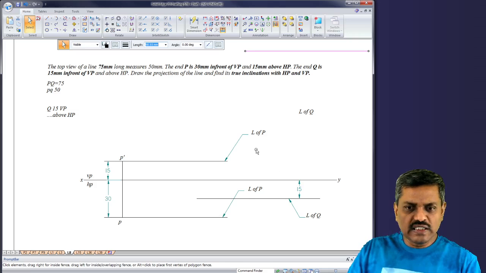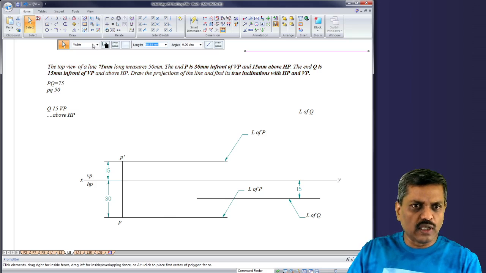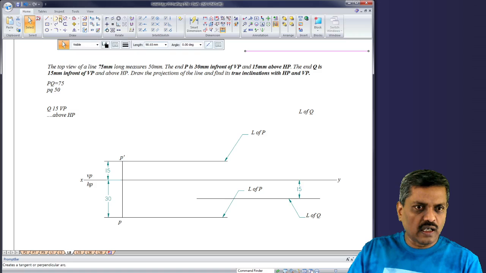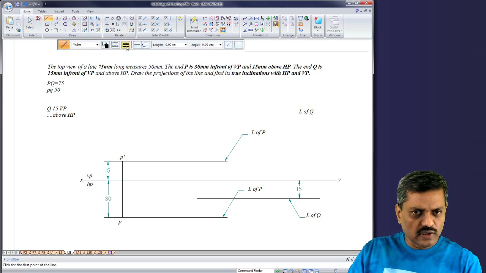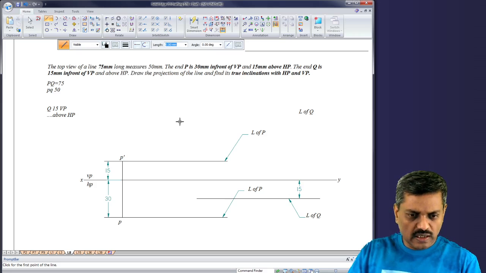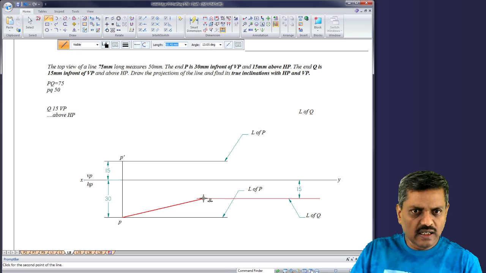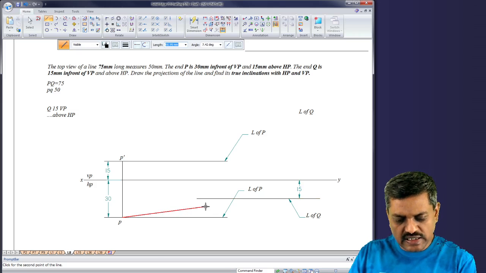So here, where are the loci of both endpoints available? It is in the top view. Do we have the top view length? Yes, it is 50 mm. So you try to utilize that. Let me take up the line command over here, and start the line from the point P until it is 50 mm in length.